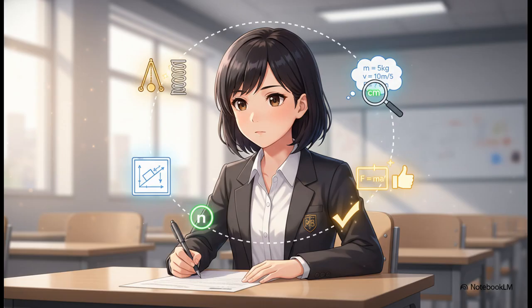Simple stuff, right? Like double-checking your units, is it centimeters or meters? Or just taking a second to ask yourself, does this answer even make physical sense? These habits can literally save your score. Make them part of your DNA when you solve problems.